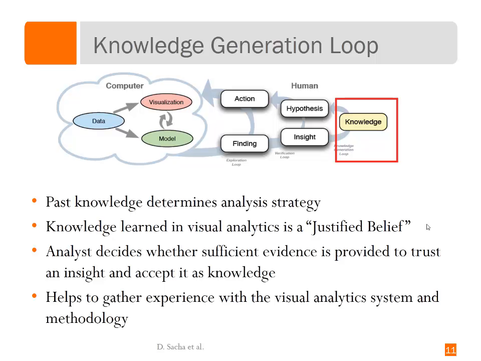So there's a researcher's responsibility here, a scientist's responsibility, that if we are going to call it knowledge, that there's sufficient evidence for that insight to stand on. That in an objective analysis, a majority of equally trained people would conclude the same. And it helps us to gather experience with the visual analytics system and methodology. So, the knowledge generation loop is an experience gathering system. It's an approach that says, what do we know?